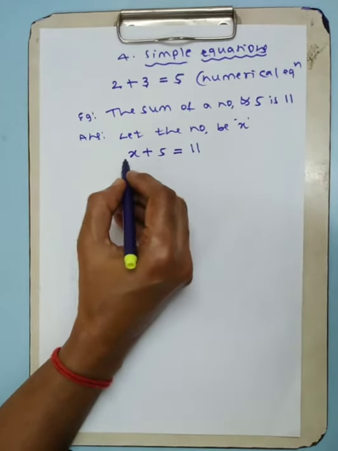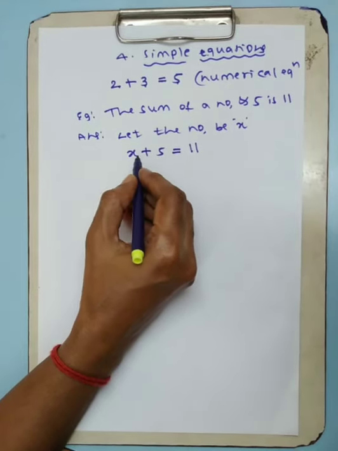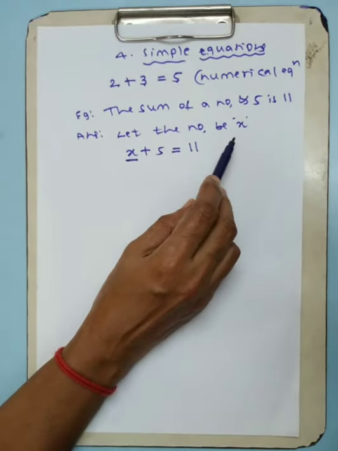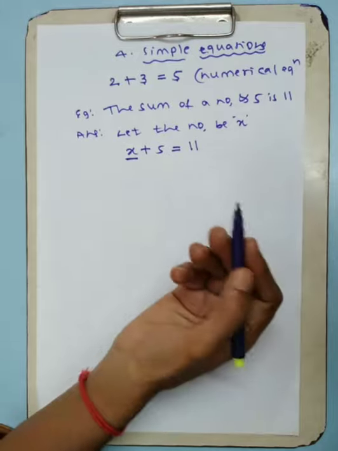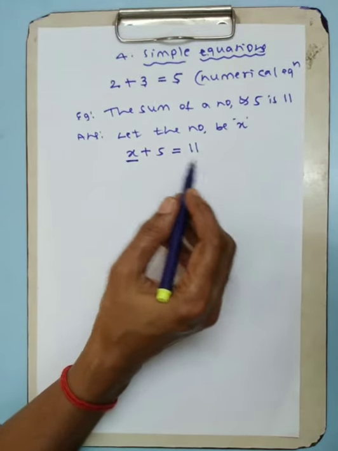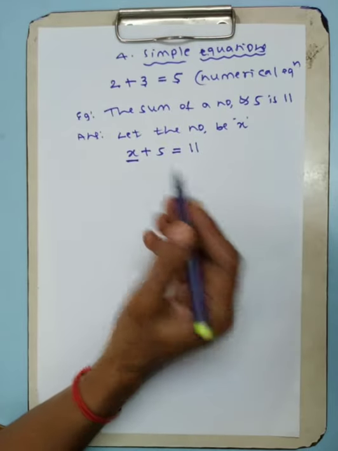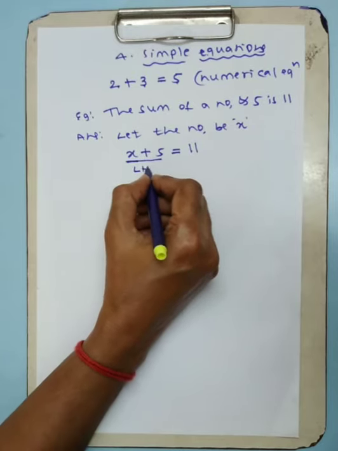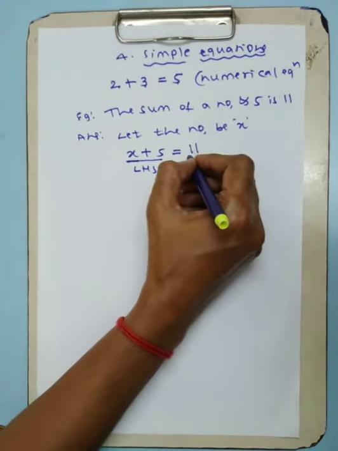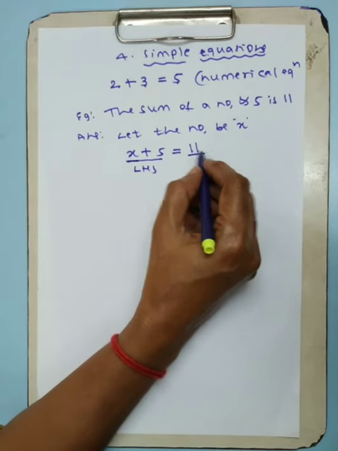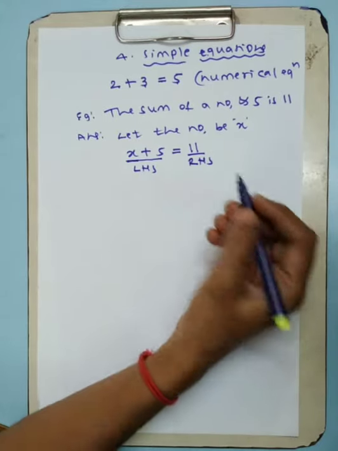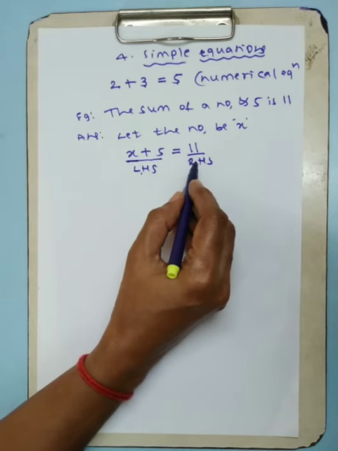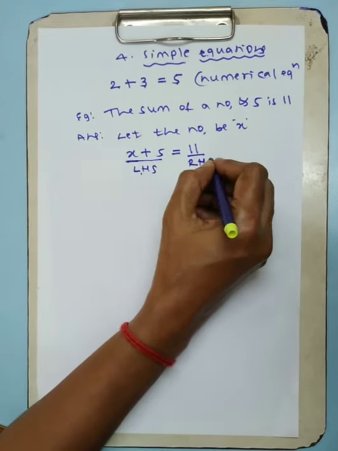So here in this case, we are using the unknown letter, that is x. This unknown letter is called a variable. It is not compulsory that you use only the letter x. You can use any letter like y, z, p, q, r, t, any letters you can use. This equation has two parts. One is the left side of the equation, called left hand side, and the right side of the equation is called the right hand side. In short, we write LHS and RHS.